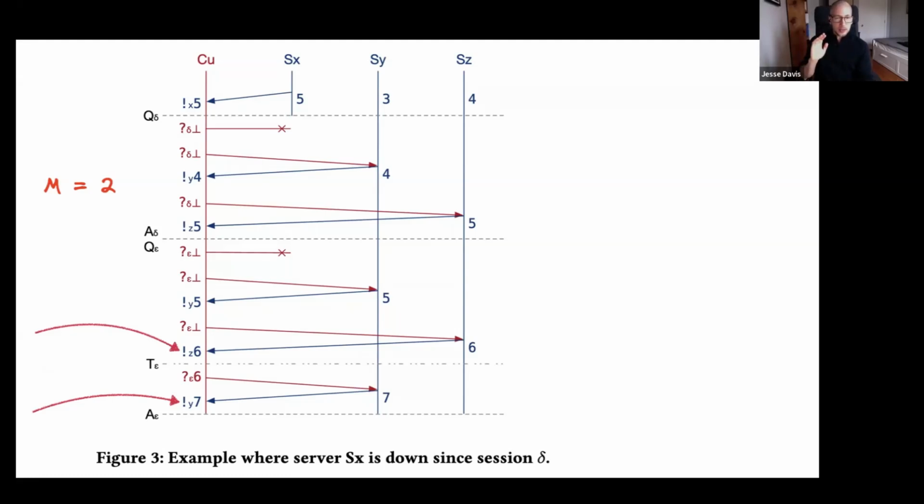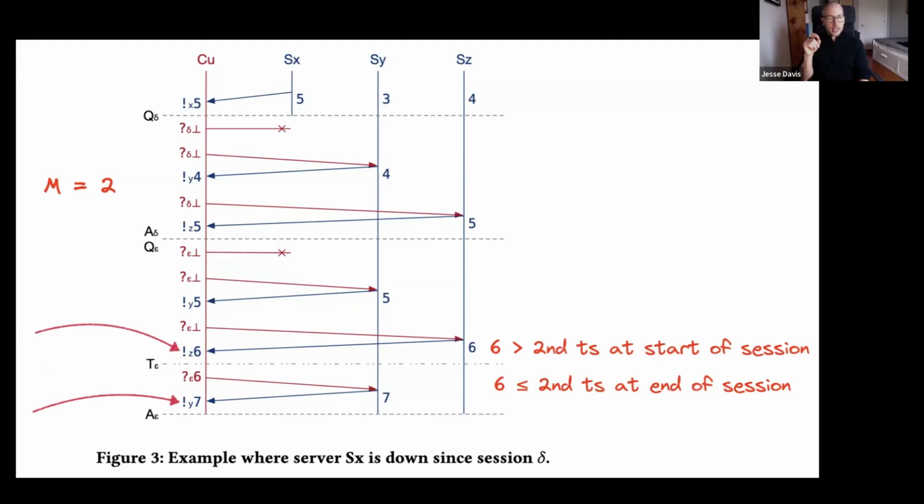Server X is still down. The client doesn't care. It knows that the second smallest timestamp is 6 because 6 is greater than the second smallest timestamp at the start of the session. It knows that servers Y and Z both started with less than 6 because they answered 5 and 6 in the session. 6 is also less than or equal to the second smallest timestamp at the end of the session. And the client knows that because servers Y and Z are both now at least 6 because they replied with 6 and 7 in the session. So the client achieves certainty by advancing one of the server's timestamps without talking to the downed server.